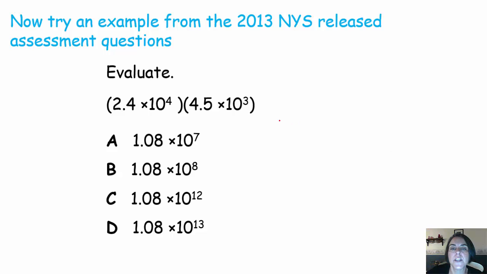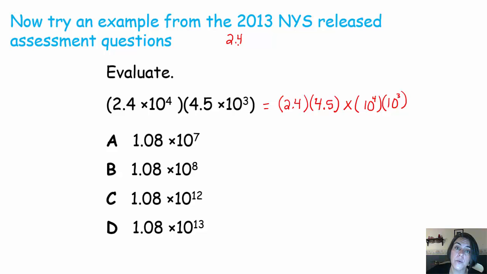Okay, hopefully you paused the video. The first thing I would do is I'd say, okay, I'm multiplying two numbers in scientific notation. I'm going to go ahead and group those first factors, 2.4 times 4.5, times, then I'm going to group my second factors, 10 to the 4th times 10 to the 3rd. I'm not allowed a calculator on the book 1 of the state exam, so I'm going to just have to go ahead and long multiply these. So I'm going to do 2.4 times 4.5.